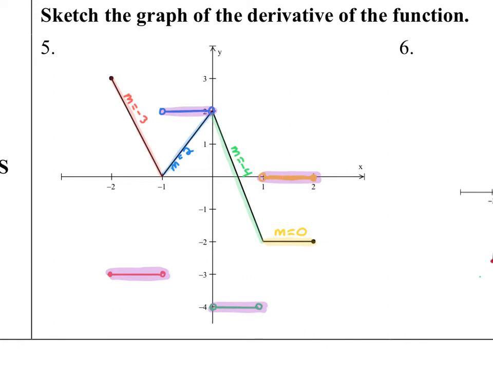Notice when I did the derivative graph, I did open circles where I had these corner points, because we learned in the previous section that the derivative of a corner point does not exist. So that's why my derivative has open circles here to indicate that the derivative does not exist at those points.